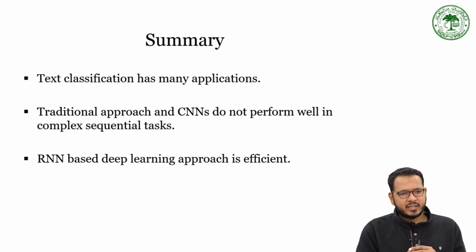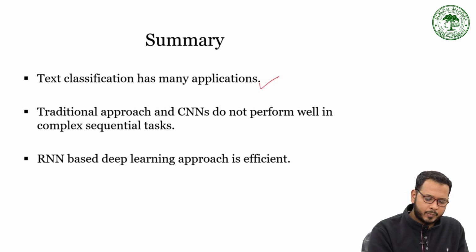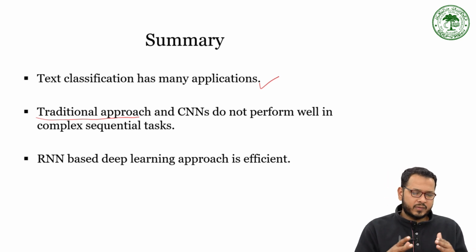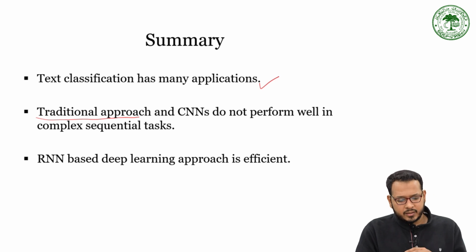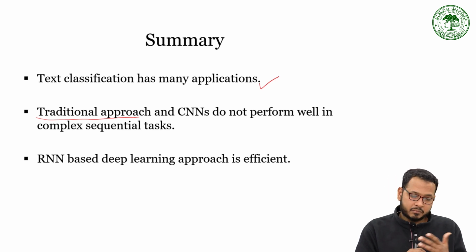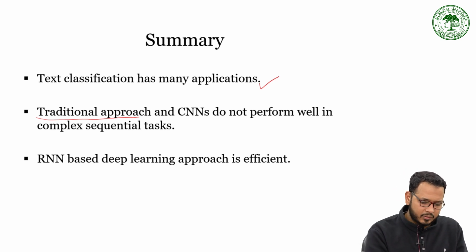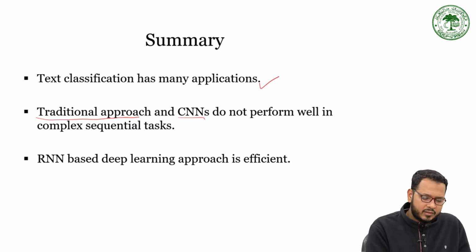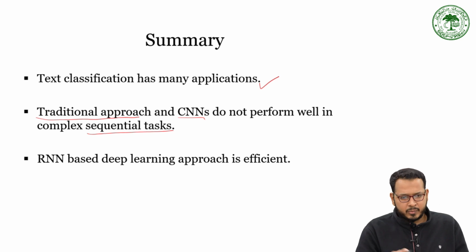So overall, text classification has many applications, and here also we have the traditional approach. The most commonly used one is the bag-of-words approach, which first develops a vocabulary, tries to form the given text into a structured form, and then applies traditional machine learning methods like artificial neural networks and others. We can actually use CNNs also for text classification, but they do not perform better, at least in comparison to RNN models. Especially in sequential tasks, they have limitations.